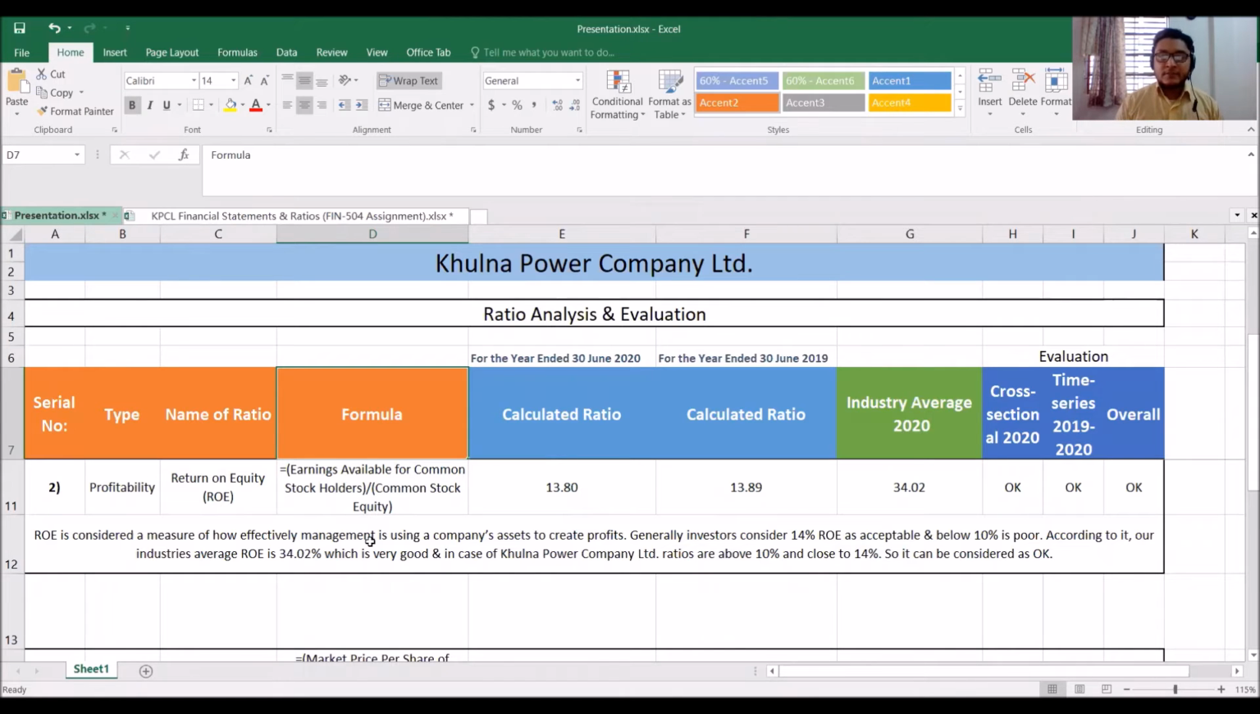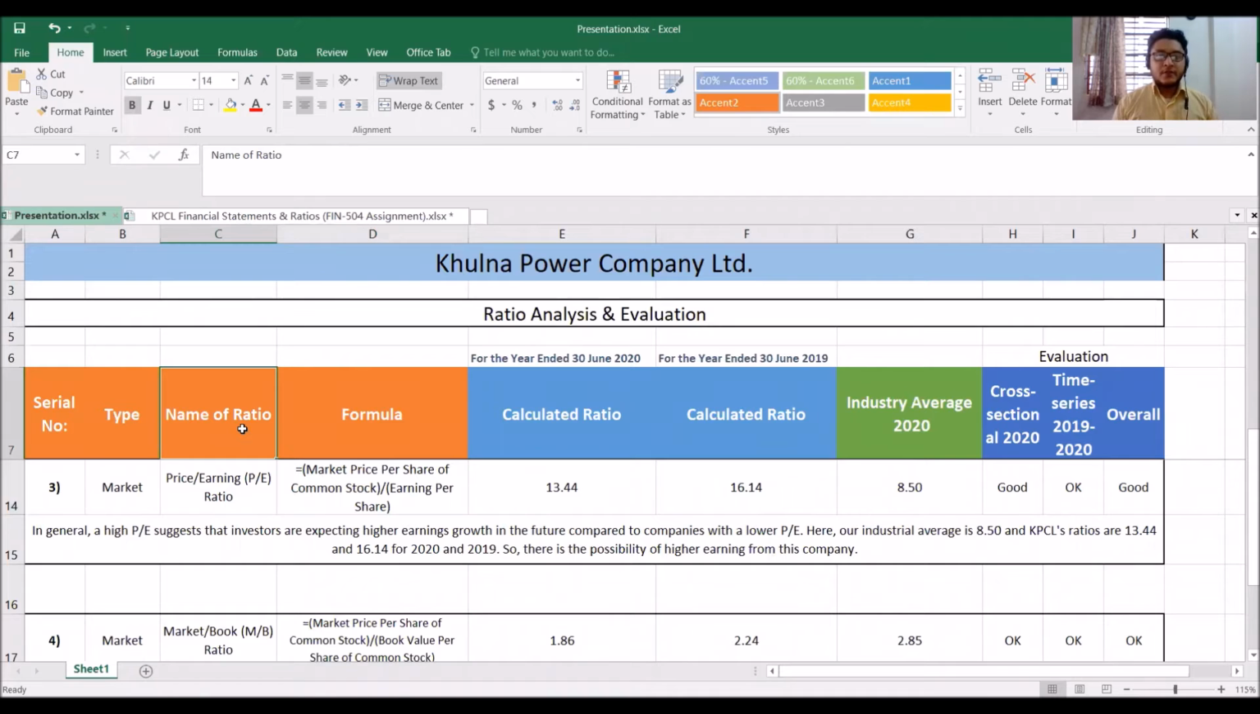So generally investors prefer 14% ROE to be acceptable and below 10% to be very poor. According to it, our industry average ROE is 34.02%, which is very good. And in the case of Khulna Power Company, the ratios are above 10% or almost close to 14%. So in the evaluation section, I considered it to be okay for the overall company performance.